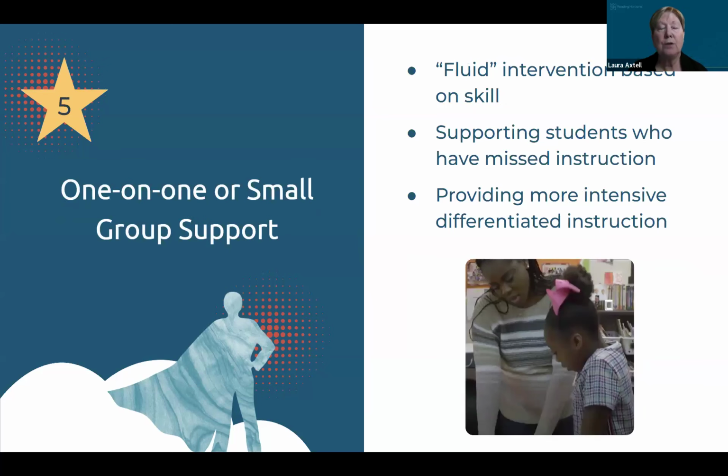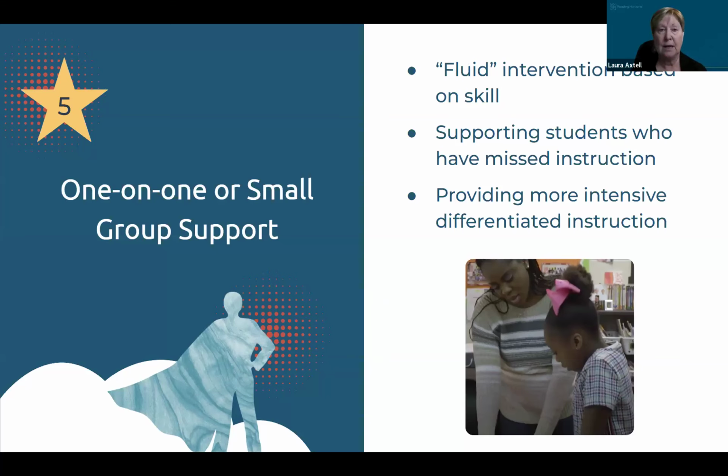And then one-on-one or small group support. And this looks a little bit different than what we've been talking about. So for example, we're going to talk about what happens in a tier 1 classroom or a whole group and how paras can support that. But let's just say that during regular instruction in a whole group, we notice that there are several students who are going to need additional support or time or practice opportunities with that particular skill.